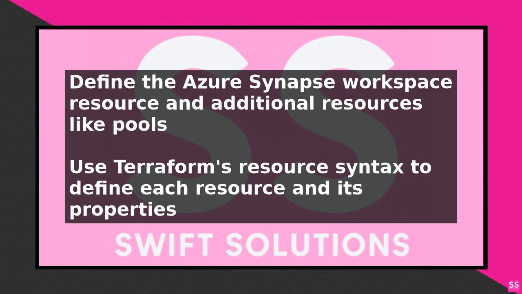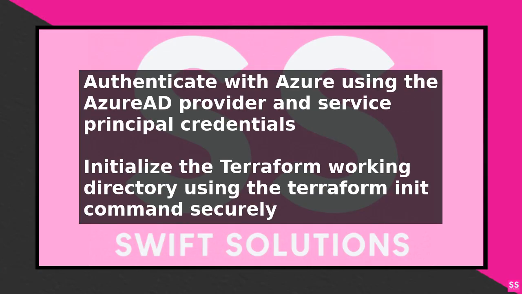Once you have defined all the necessary resources, initialize the Terraform working directory using the Terraform init command. This will download the required Azure provider and prepare the environment for deployment. Then, use the Terraform plan command to review the deployment plan. This will show you the resources that will be created, updated, or deleted. If everything looks good, use the Terraform apply command to deploy the resources to Azure.